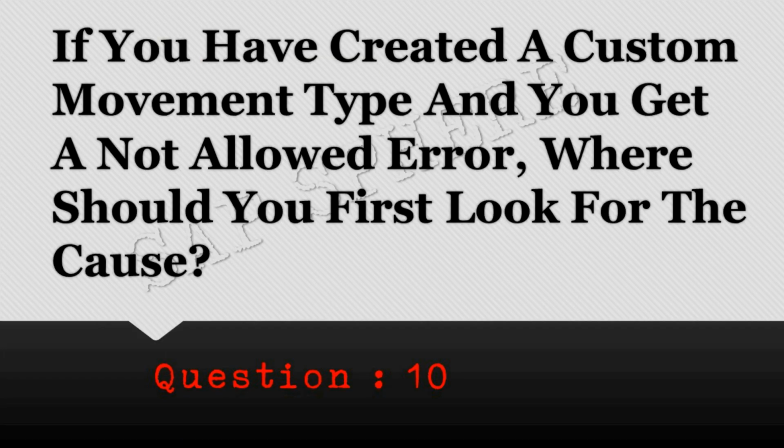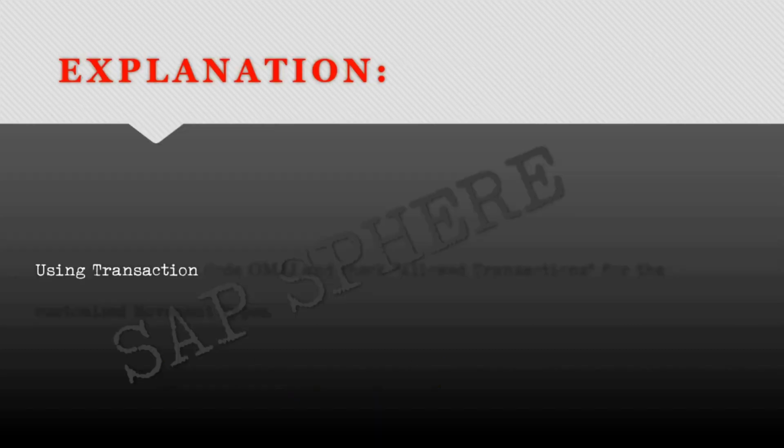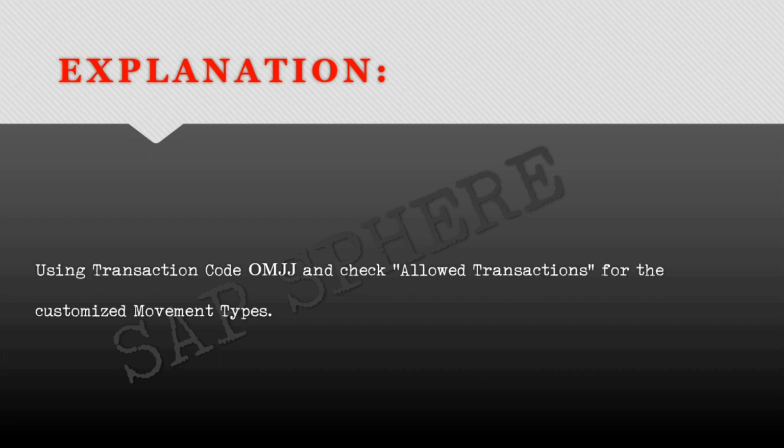If you have created a custom movement type and you get a not allowed error, where should you first look for the cause? Use transaction code OMJJ and check allowed transactions for the customized movement types.